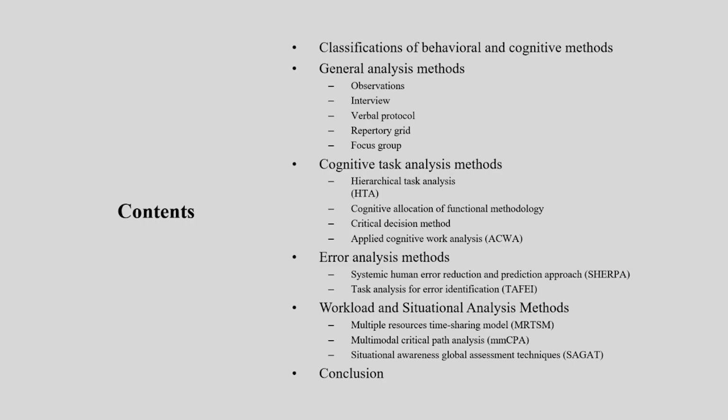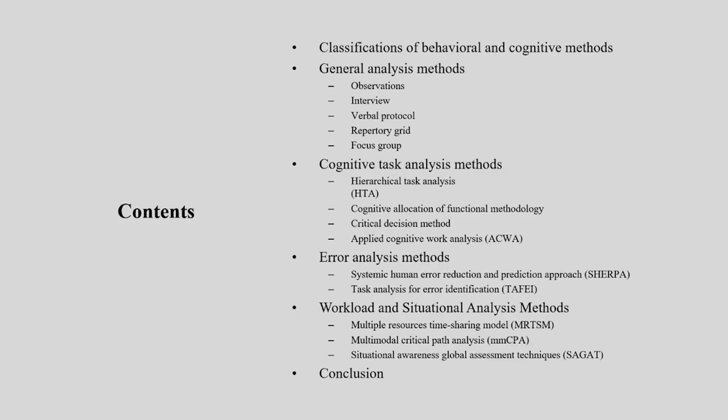Then task analysis for error identification. This is also very important when we talk about productivity. The next part will be the workload and situational analysis method. In this sector, we will go for the multiple resources time sharing model, a model through which we try to visualize our system. Then multimodal critical path analysis and the situational awareness global assessment technique. This technique is again very important when we talk at the system level.